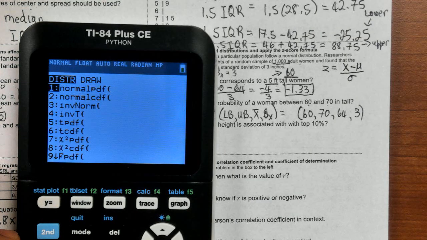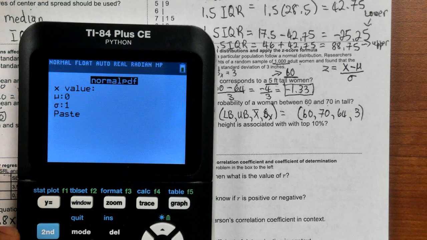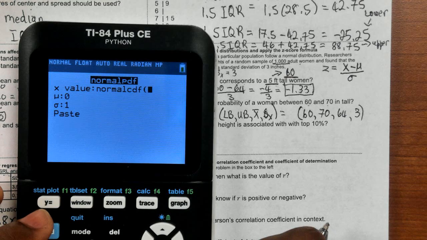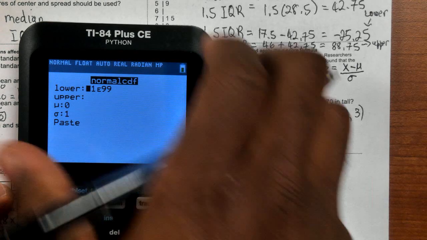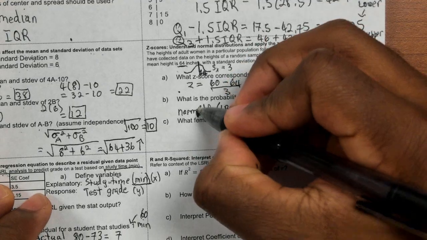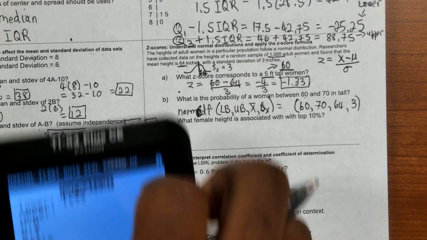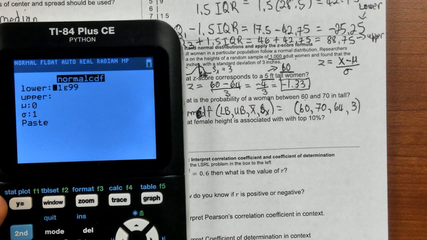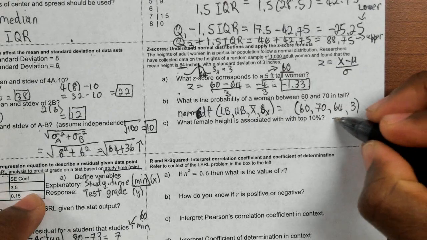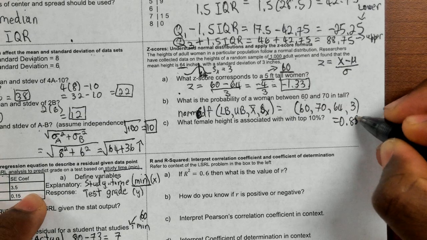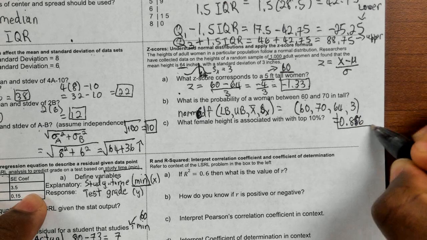I press second function vars, go to normal PDF, hold on, maybe I was wrong. Oh, sorry guys, it's CDF. I was correct before. It's not PDF, it's CDF. Apologies. So we're using normal CDF, with lower bound 60, upper bound 70, mean 64, standard deviation 3. We get 0.886, and that would be the result.